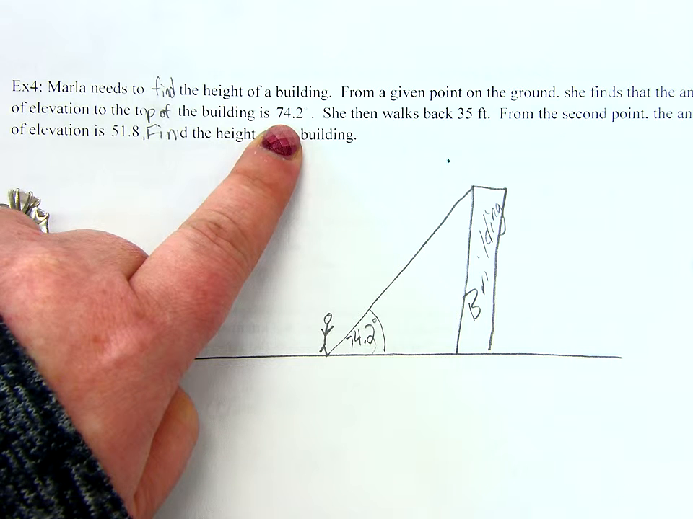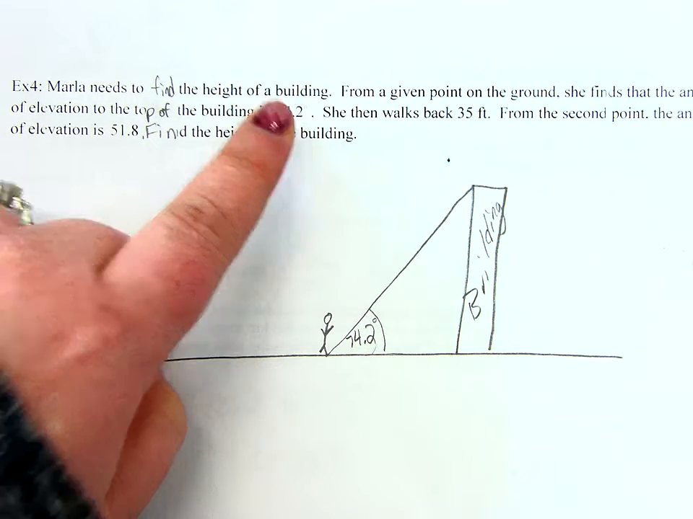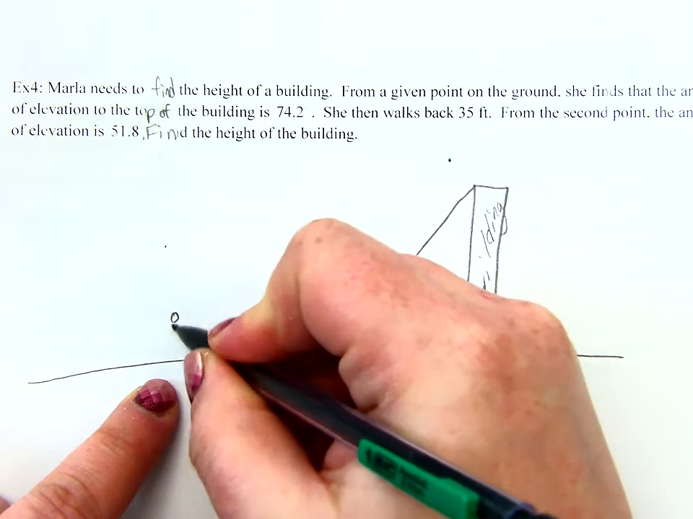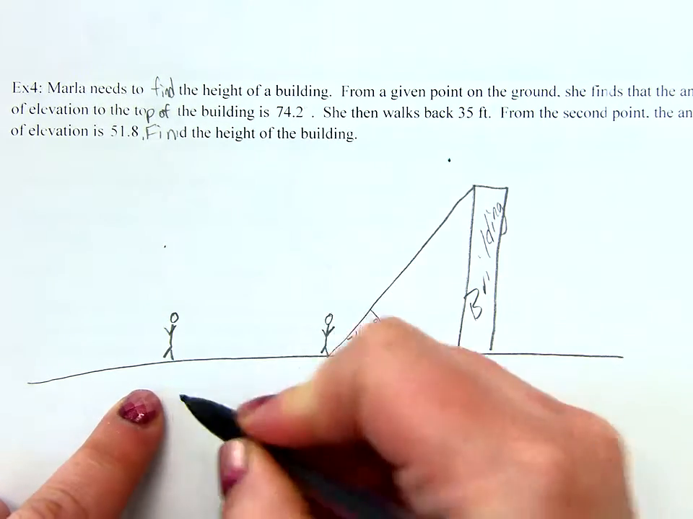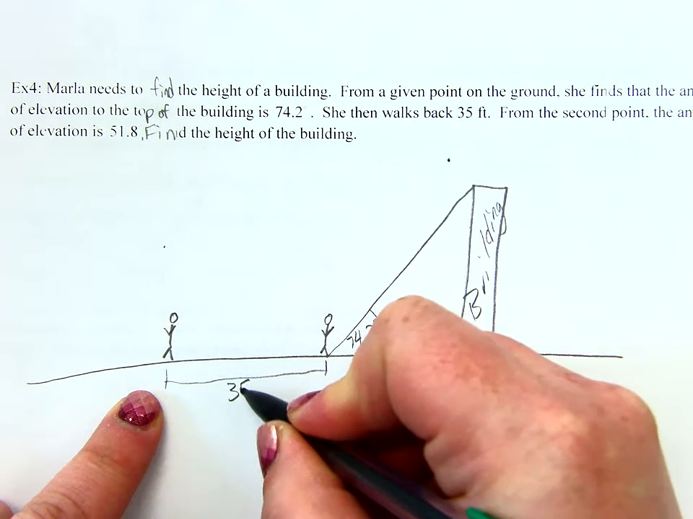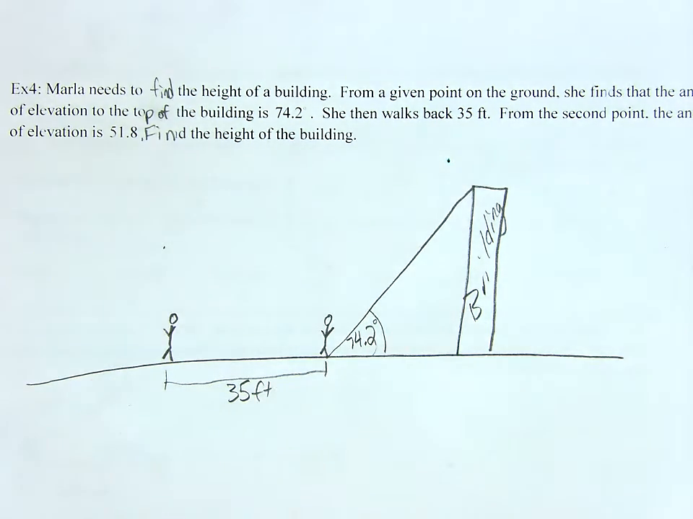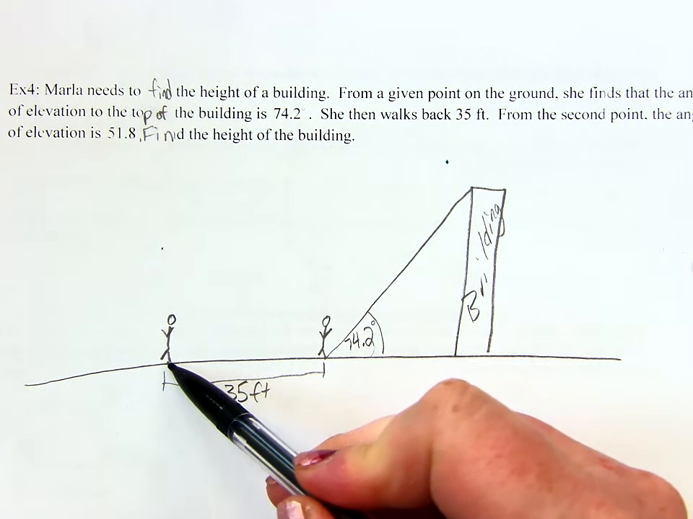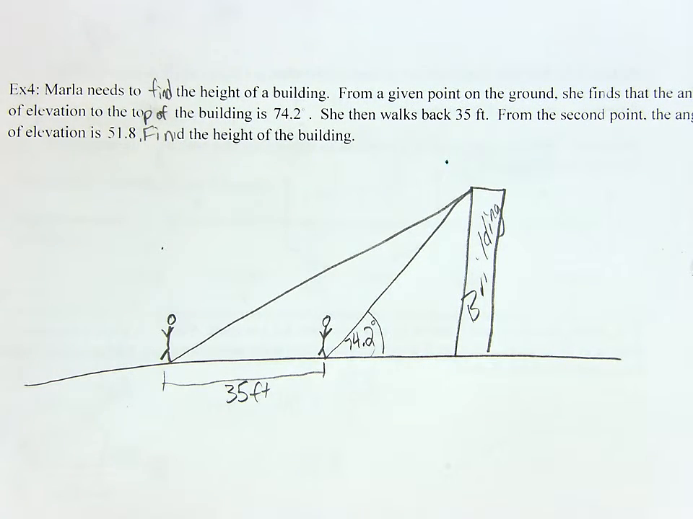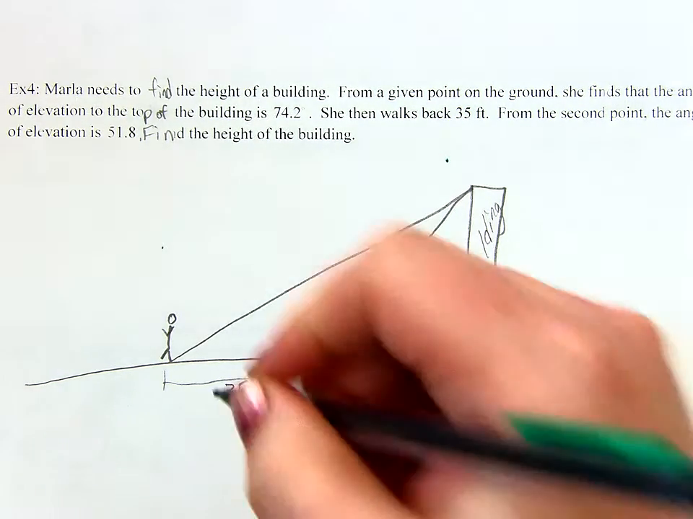Now, she walks back. Marla is going to walk back 35 feet. So now she's going to be over here. I know that this distance is 35 feet. She does the same thing. Now, from a spot on the ground up to the top of the building, she measures the angle of elevation to be 51.8.